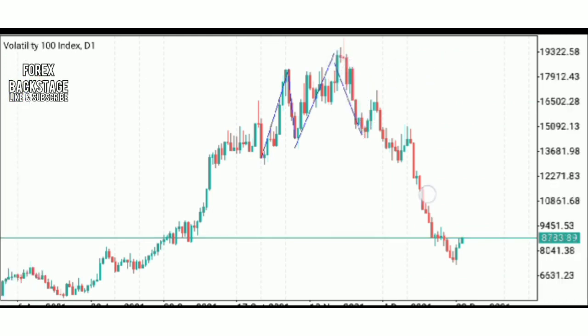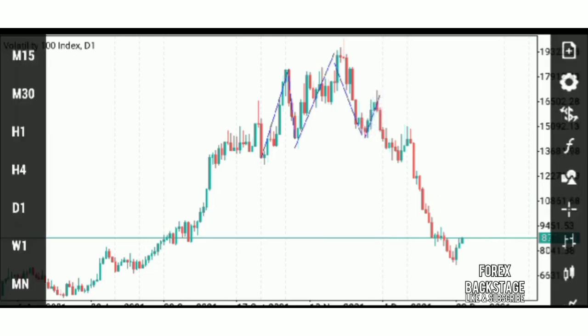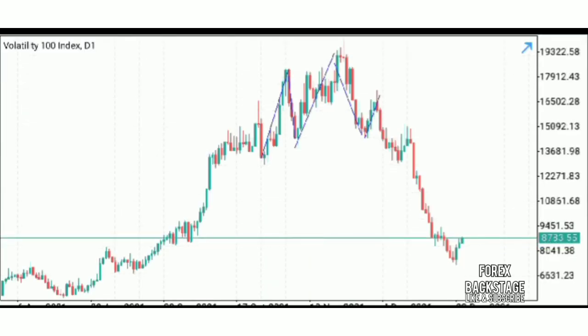This trend line is giving me trouble now. I'll explain the pattern afterwards, I'll explain it more clearly.